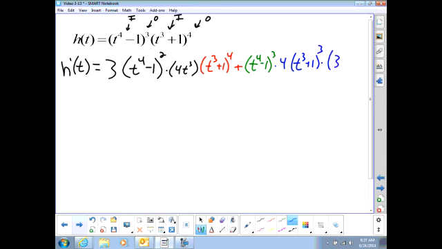So the black there is the derivative of the first. The red is the regular of the second. The green is the regular of the first. The blue is the derivative of the second. And that's our product rule involving chain rule at the same time.